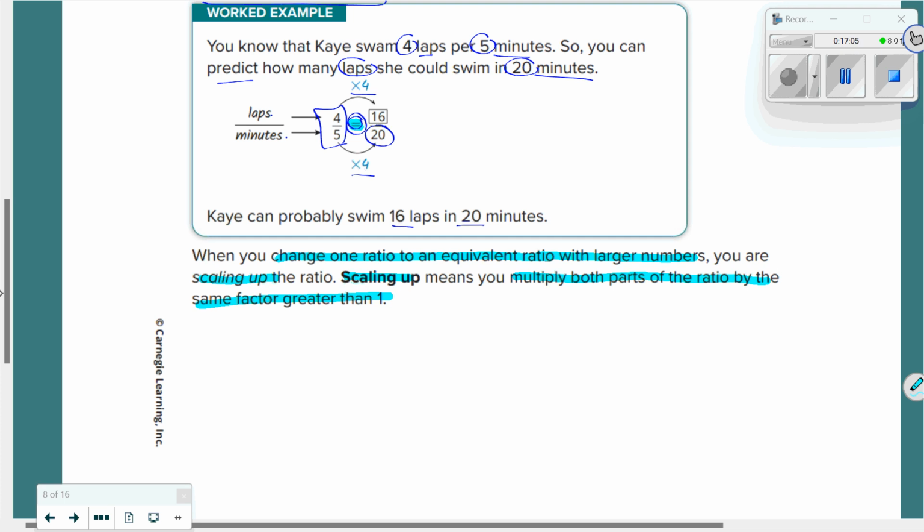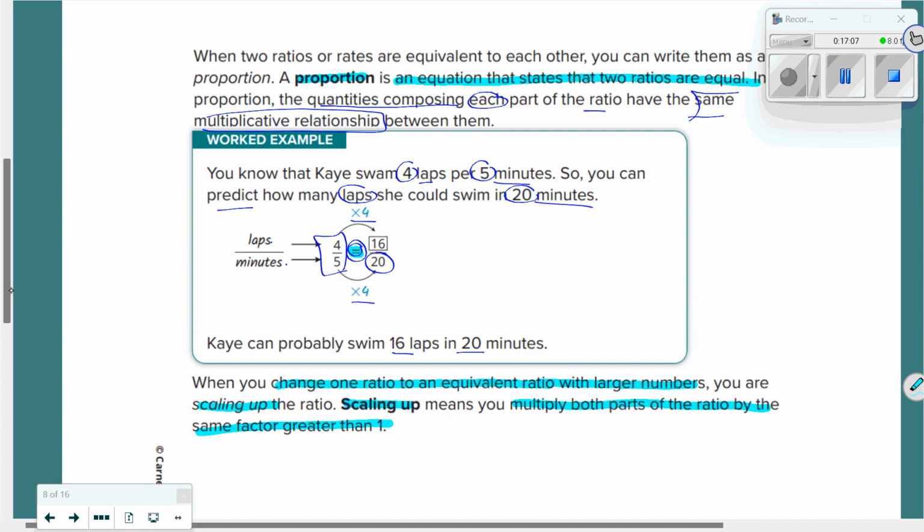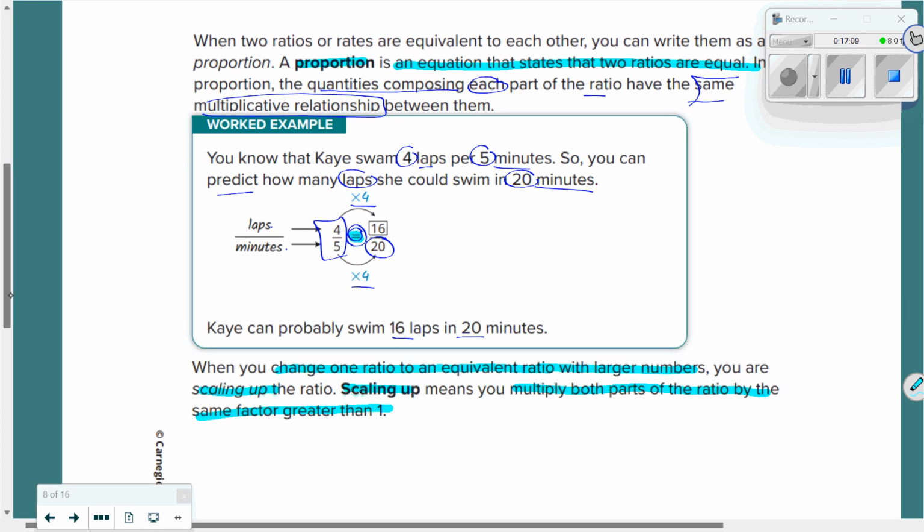Everybody good on that? Okay. If it's scaling up, it's just telling me I'm multiplying. It's honestly the bottom line. One big key when we're doing proportional relationships, the only two operations you're doing are multiplying and dividing. We're not going to be adding and subtracting on any of this.